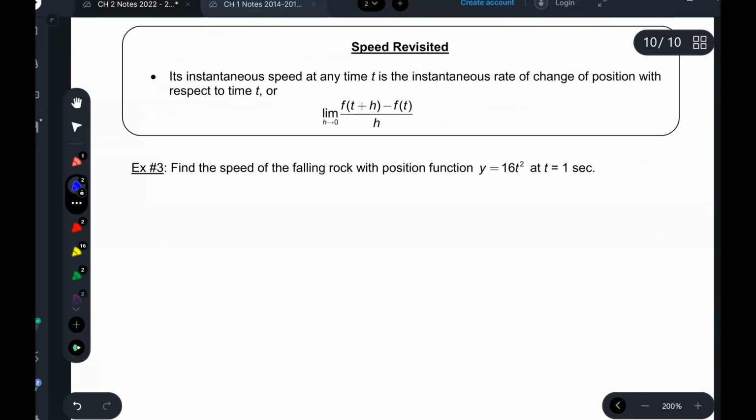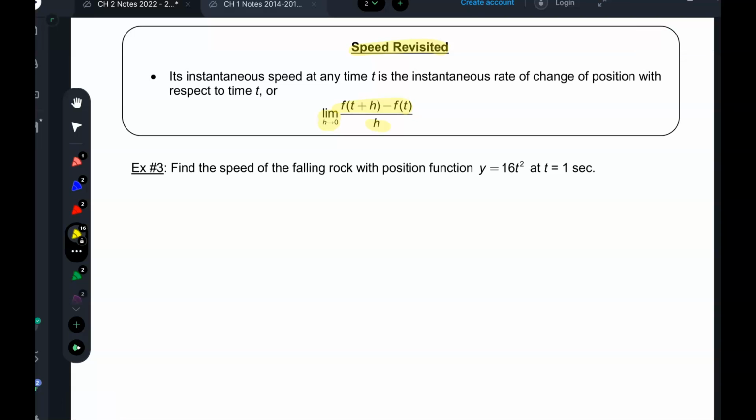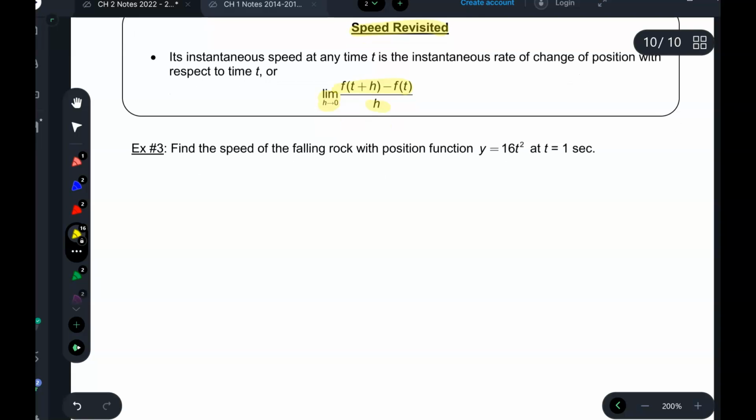Good. We got one last question, and this is again revisited because we've done it. What is this? It's the same equation we just did. It's just a different format because I use t instead of a or x. That's all. Okay, speed of a falling rock with position y equals 16t squared at t equals 1.